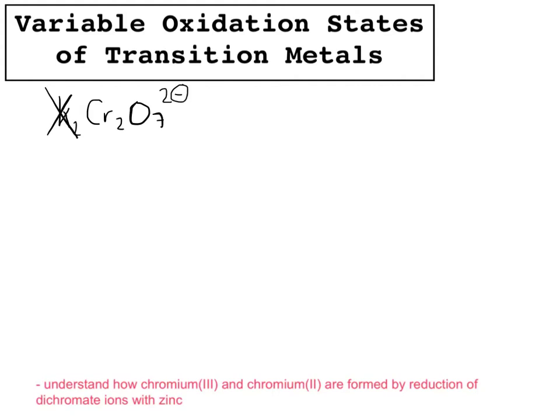Now this gets reduced with zinc to form chromium 3+, and then the chromium 3+ gets reduced further to form chromium 2+. The dichromate ion is an orange colour, so I'm going to draw it with an orange colour. When it gets reduced first by zinc, it goes to make Cr3+, which has a green colour, and you'll recognise that colour change from the oxidation of alcohols.